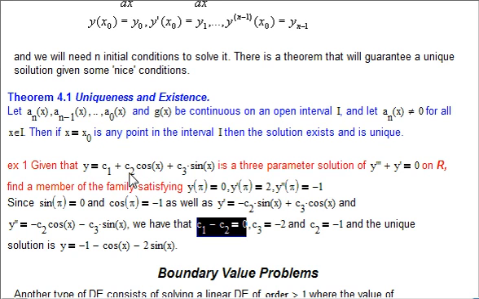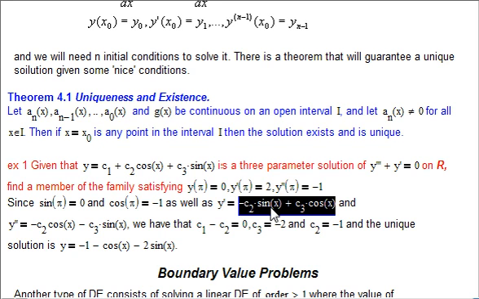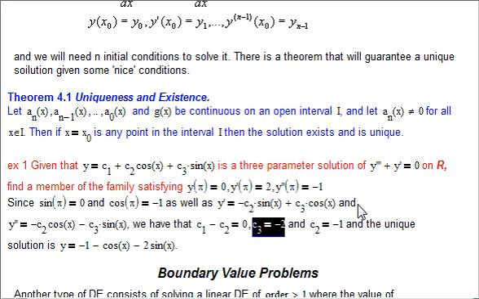Y prime would be negative c2 cosine x plus negative c2 sine x plus c3 cosine x. So that's our y prime, and when we put pi into that, sine of pi is 0, so this part of the equation is 0, and this part, remember, would be -1. So -1 times c3 equals 2. So therefore c3 has to be -2.